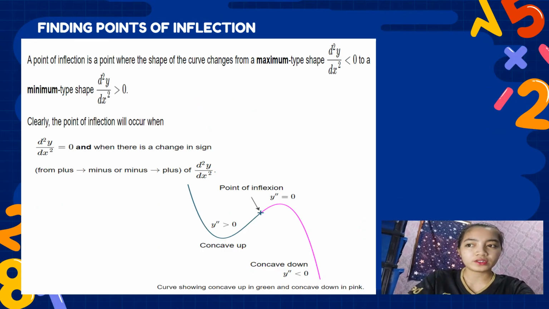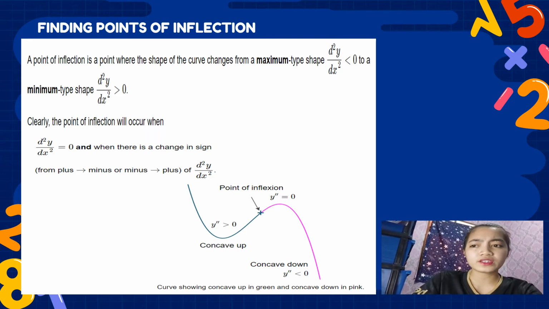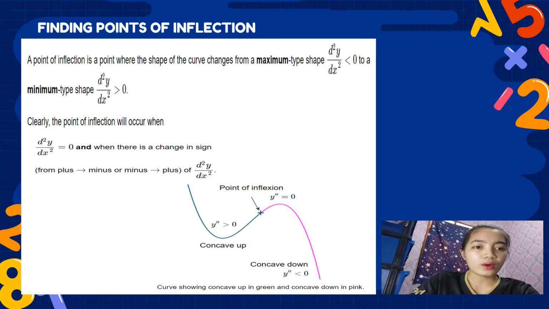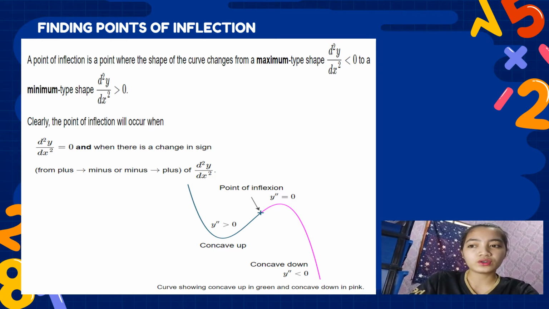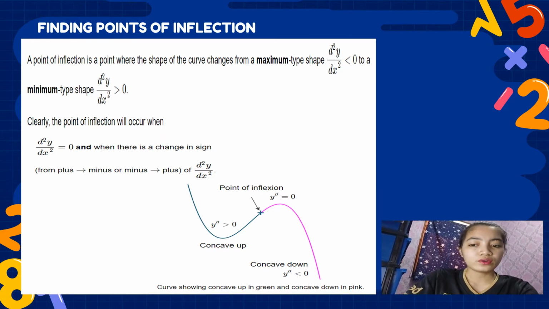Points of inflection. A point of inflection is a point where the shape of the curve changes from a maximum type shape, d square y over dx square smaller than 0, to a minimum type shape, d square y over dx square bigger than 0. Clearly, the point of inflection will occur when d square y over dx square equal to 0 and when there is a change in sign from plus to minus or minus to plus of d square y over dx square. Curve showing concave up in green and concave down in pink.